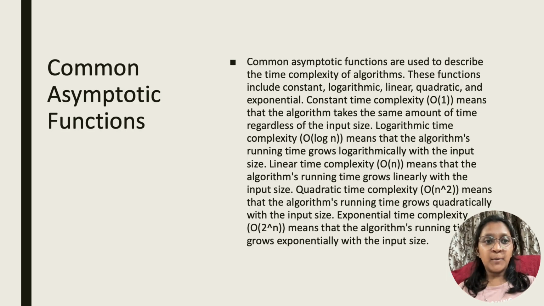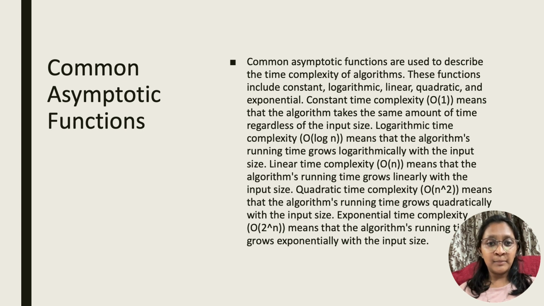And now let us see some common asymptotic functions. Common asymptotic functions are used to describe the time complexity of algorithms. These functions include constant, logarithmic, linear, quadratic and exponential. Constant time complexity of O of 1 means that the algorithm takes the same amount of time regardless of the input size. Logarithmic time complexity of O of log of n means that the algorithm's running time grows logarithmically with the input size.